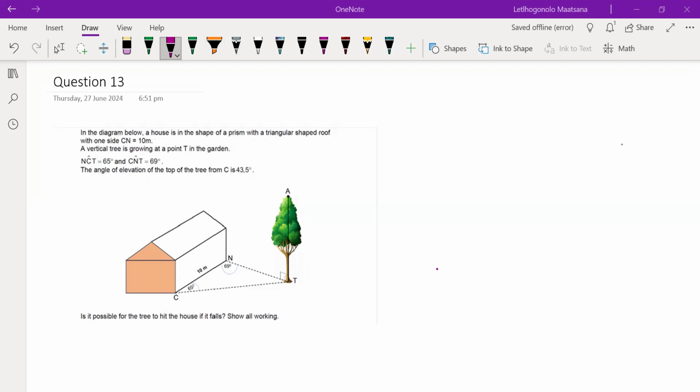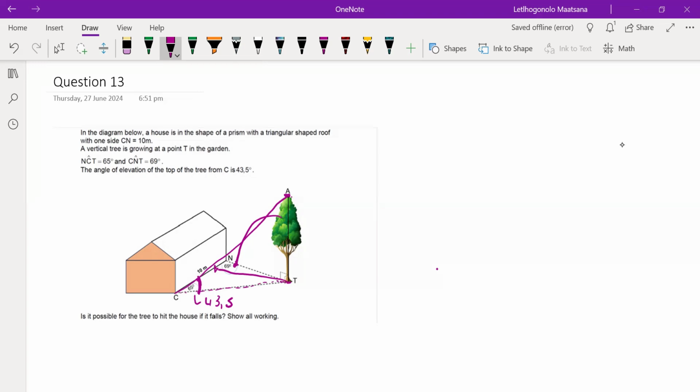So what we're going to do is imagine that the tree is falling down and compare the length of the tree to the length available for the tree to fall down. So the first thing we want to do is calculate the length of the tree. We are told that the elevation towards that over here should be 43.5. But we need one side in order for us to calculate this length over here, which is CT.